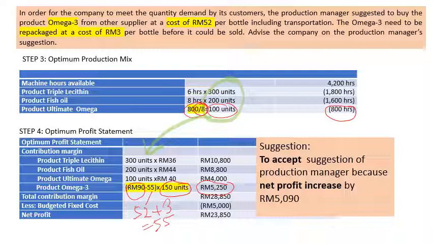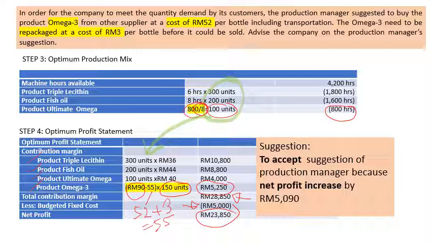And so because we can produce ultimate omega, that means we can generate extra contribution margin because we can sell all three products. And then we minus fixed cost. Finally, your net profit is 23,850. So if you compare with first requirement net profit 18,760, that means your profit increased. Therefore, we accept the suggestion of the production manager because net profit increased by 5,090.